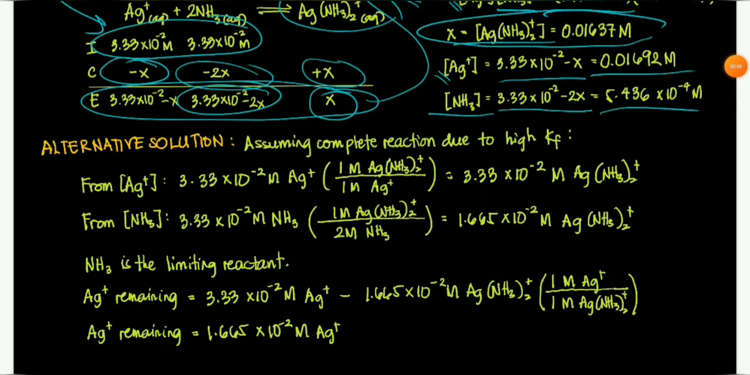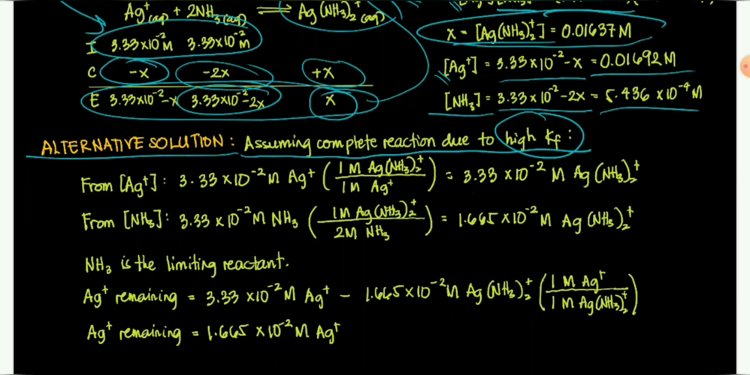Okay, so aside from the typical ICE table, we can also assume that since malaki yung value ng Kf, yung reaction natin ay nagpo-proceed to the right. Okay? At nauubos yung ating limiting reactants. Okay? So, since masyado mataas yung Kf, pwede nating i-assume na one-sided lang yung reaction. So, that would be the basis for our alternative solution. So, let's assume that the complete reaction is possible due to the high value of the Kf.